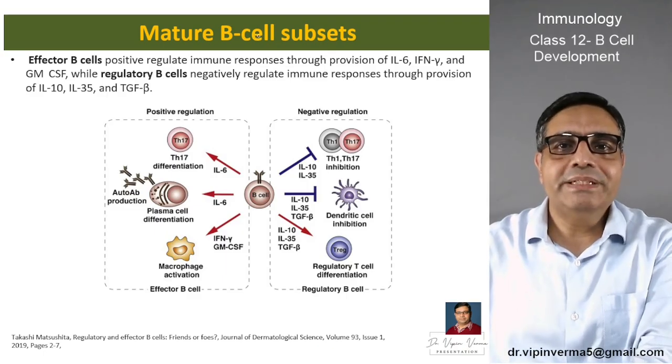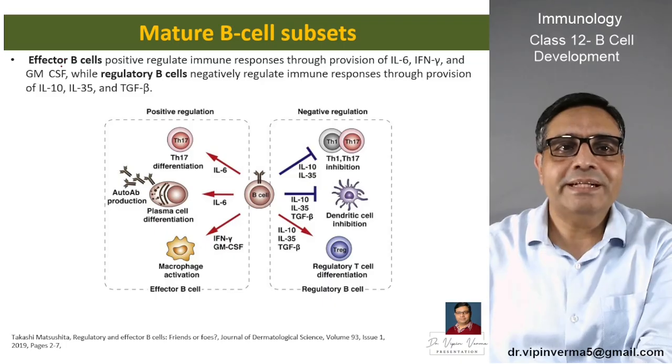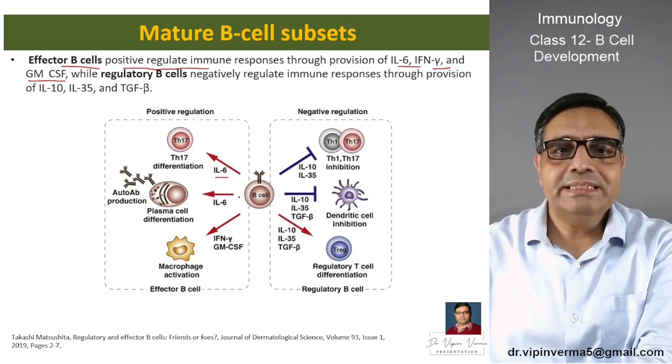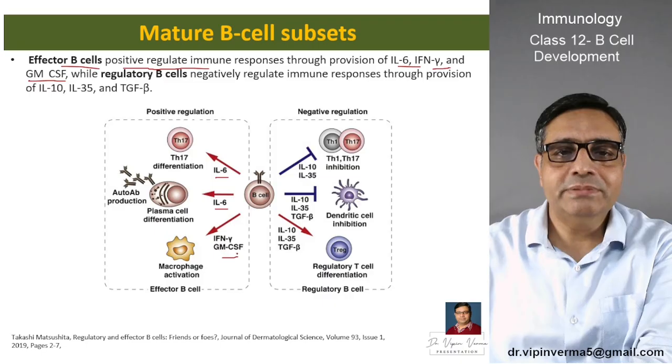Now, if we see the mature B cell subsets, then we have the regulation. So effector B cells positively regulate immune responses through provision of IL-6, IFN gamma, and GM-CSF. Here you can see IL-6 B cells, IL-6 here, and IFN gamma. They are the effector B cells here. They do macrophage activation by IFN gamma and GM-CSF, while IL-6 produces plasma cell differentiation. All right, and IL-6 here also causes Th17 differentiation.